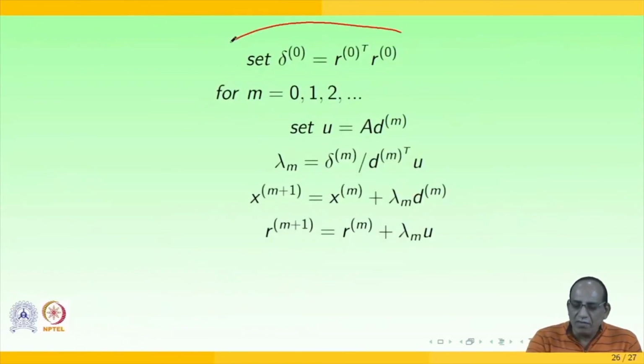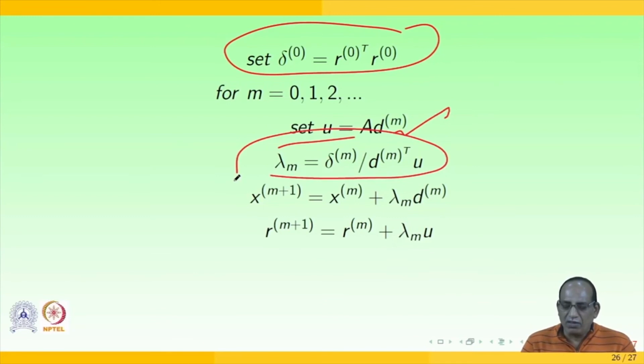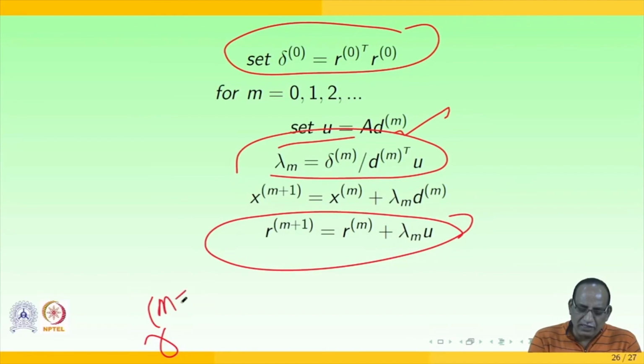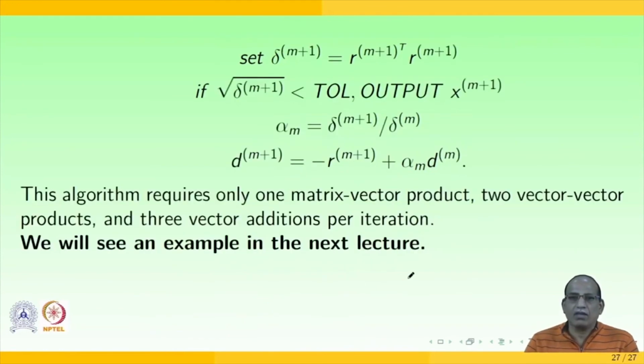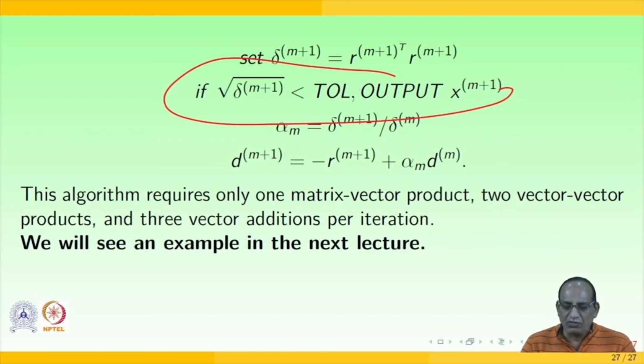Now, set delta 0 as r of 0 transpose r of 0, and for m equal to 0, 1, 2, etc., you set u equal to A d of m, then lambda m will become delta m upon d of m transpose u. Iteratively, you get the m plus 1th iteration: r of m plus 1 is nothing but r of m plus lambda m times u. If you set the tolerance, you check whether the square root of delta of m plus 1 is less than the tolerance, and the output is x of m plus 1.